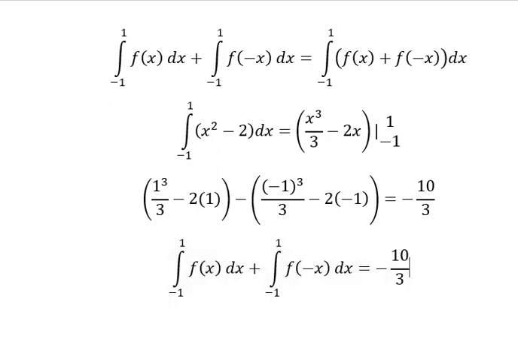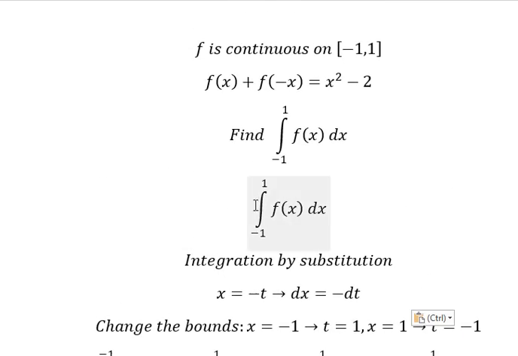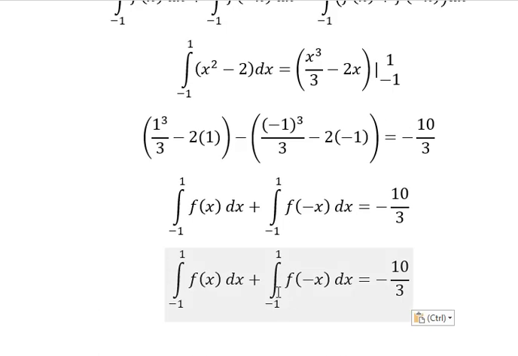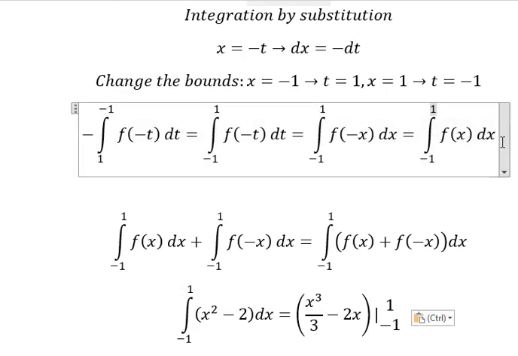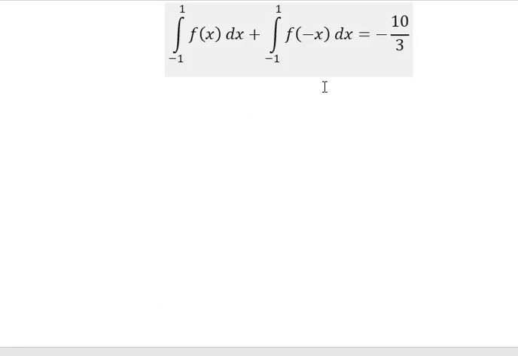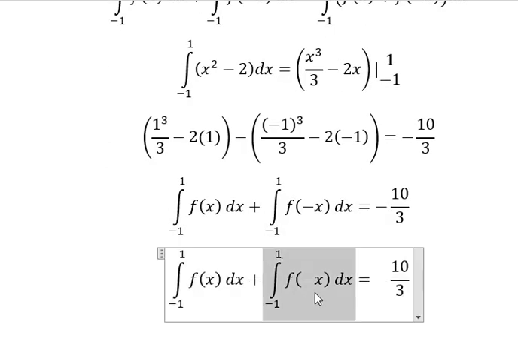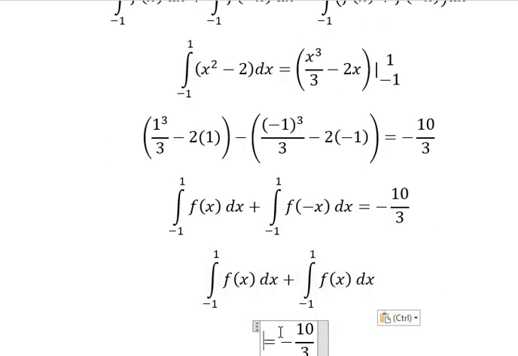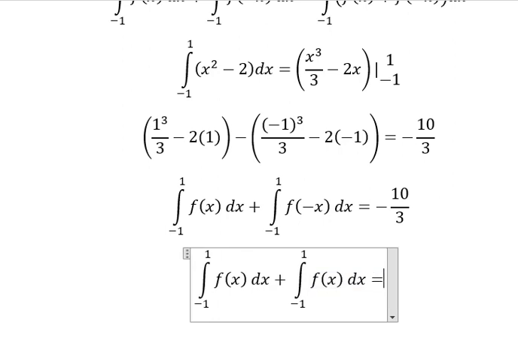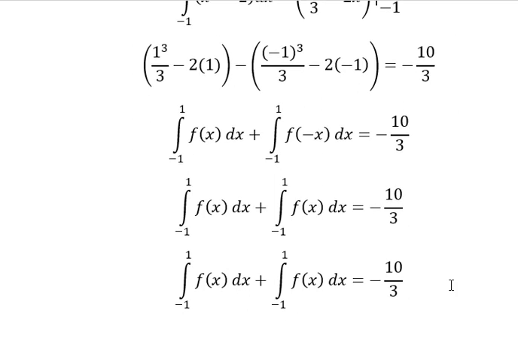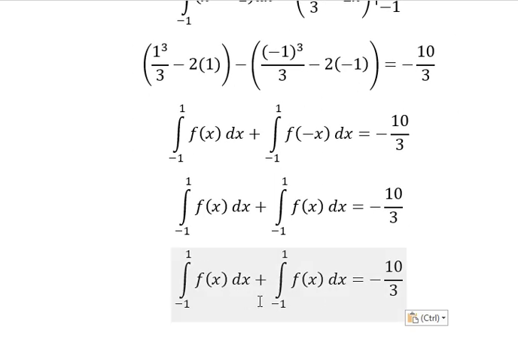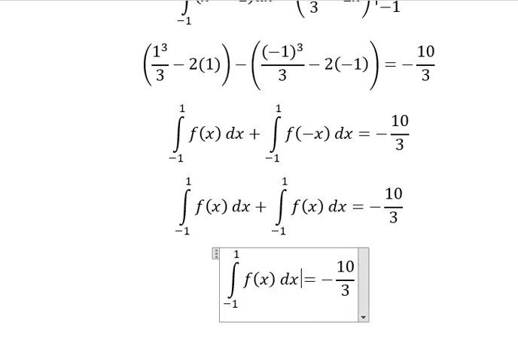But the question, they want to find this integration. So we know that this integration is equal to this integration. So we need to change this one into this one. So we sum the two integrals in here, and you get 2.